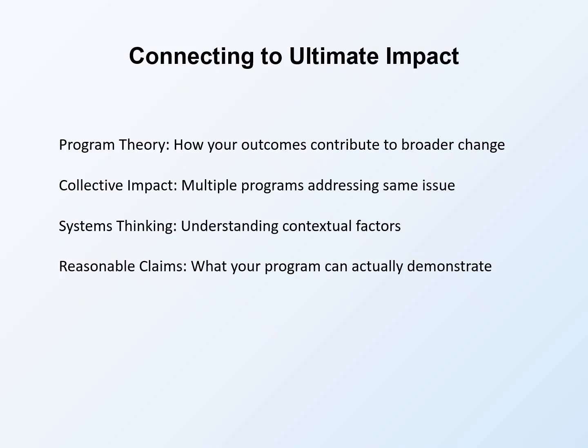Systems thinking understands contextual factors affecting outcomes. Policy changes, economic conditions, and social factors influence whether individual program outcomes aggregate to population impact. Context matters. Reasonable claims identify what your program can actually demonstrate. Claim the outcomes you can measure and attribute. Acknowledge your contribution to broader impact without claiming more than warranted.